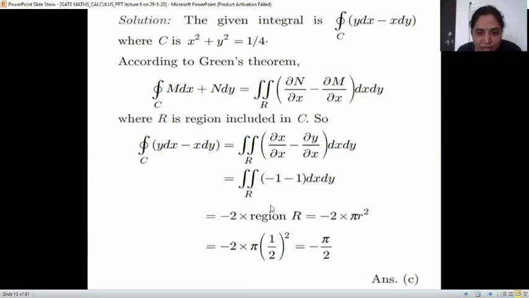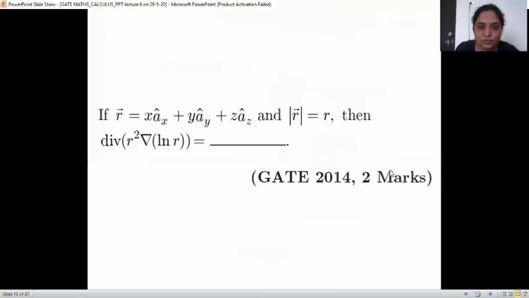Minus 2 into area. Area is pi r square. And what is r? r is 1 by 2. (1/2) square is 1 by 4. 2, 2. As it is 4, 2, 2. So it is minus pi by 2. Any doubt? That minus 2 you have to consider. Okay, next question.